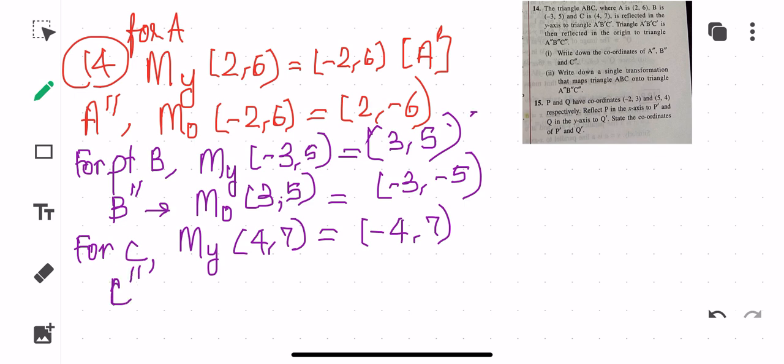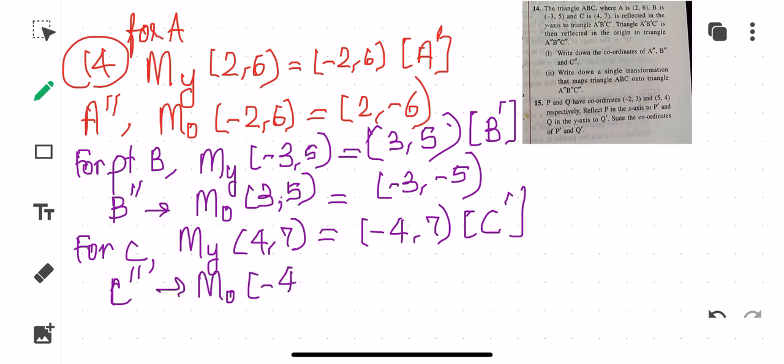And then c double dash will be equal to, remember children, this is my b dash, the first point, and this is my c dash. C double dash is given by what? Reflection along the origin of the point minus 4 comma minus 7, and this will be equal to 4 comma minus 7.